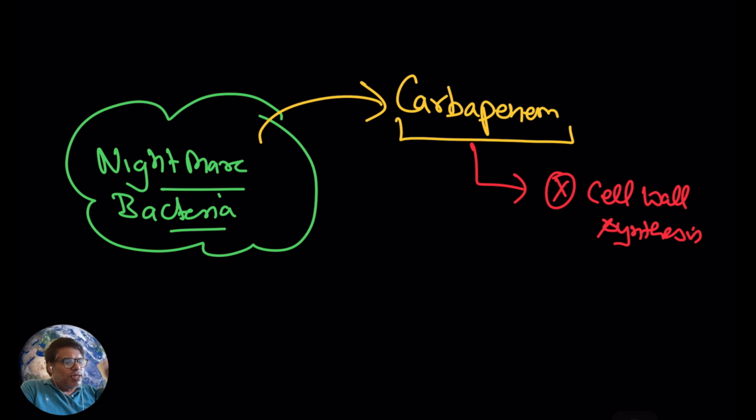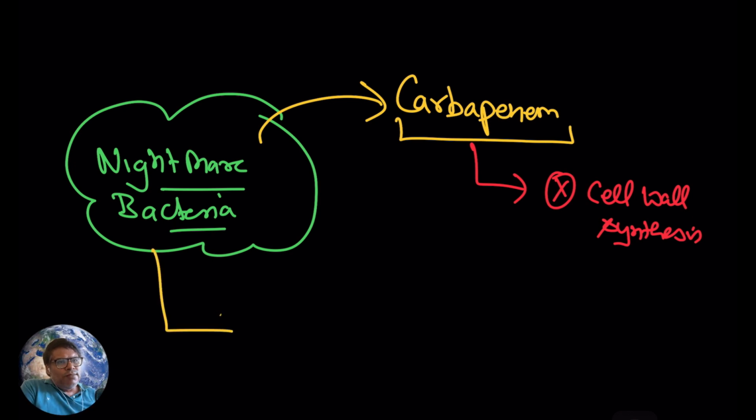Bacteria generally have an outer cell wall. This is a protective covering of the bacteria, and if we inhibit the synthesis of the cell wall, then, because bacteria need a cell wall to divide, and if that is not being synthesized, what is going to happen? The bacteria is not going to survive.